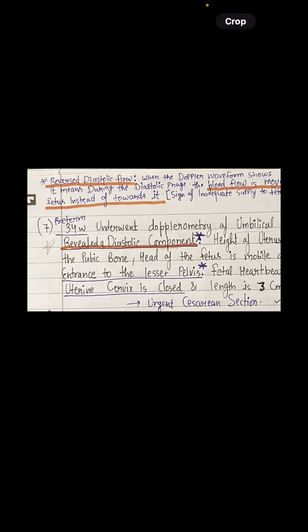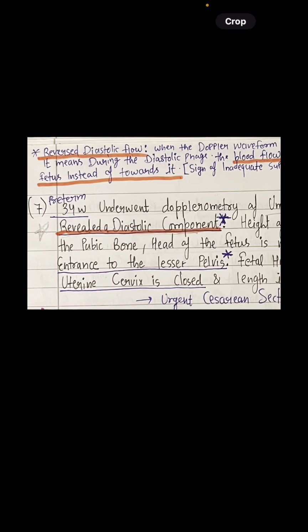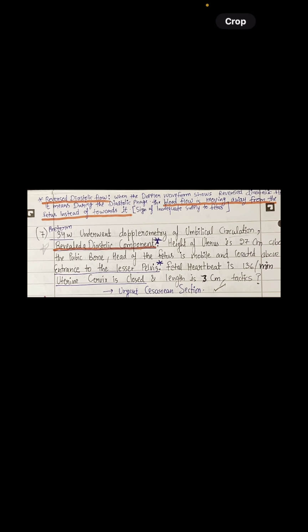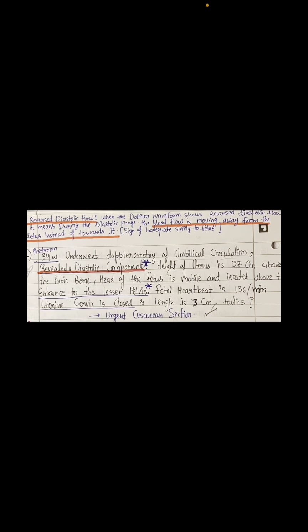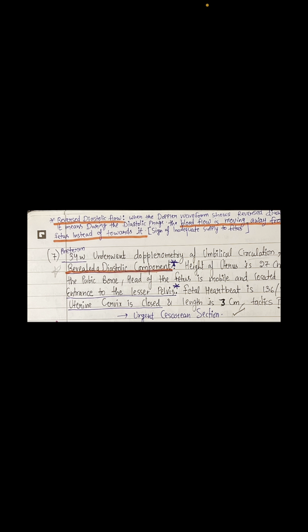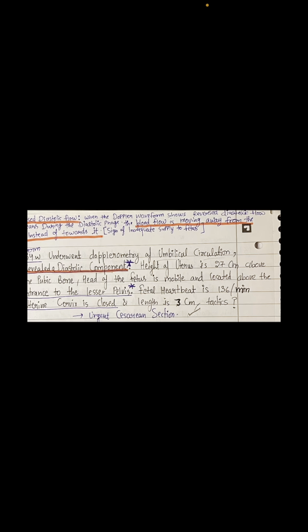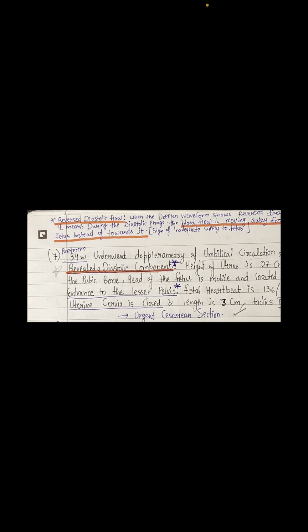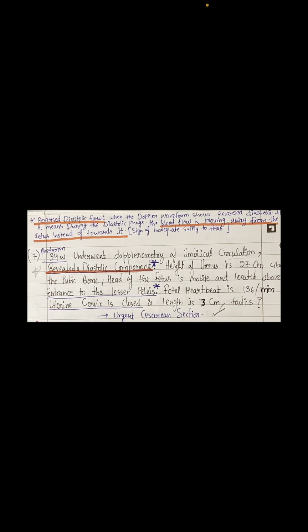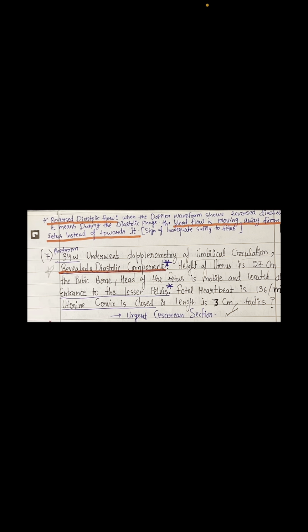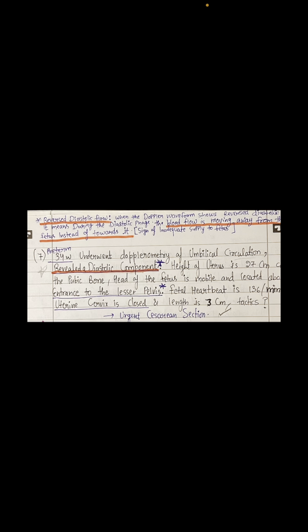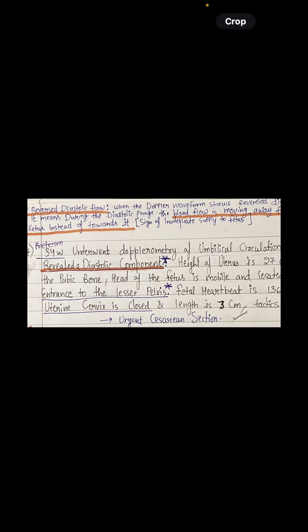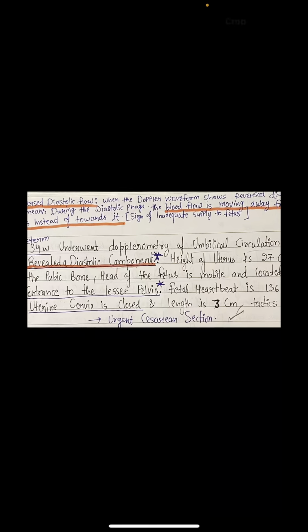before the fetus dies. Next patient is 34 weeks, underwent Dopplerography of the umbilical circulation, revealed a reversal diastolic component. So let's see what it is. When the Doppler waveform shows reversal diastolic flow, it simply means that in the diastolic phase, the blood is moving away from the fetus instead of towards the fetus. So this is something very abnormal, that before the baby dies, we have to go for the cesarean section.